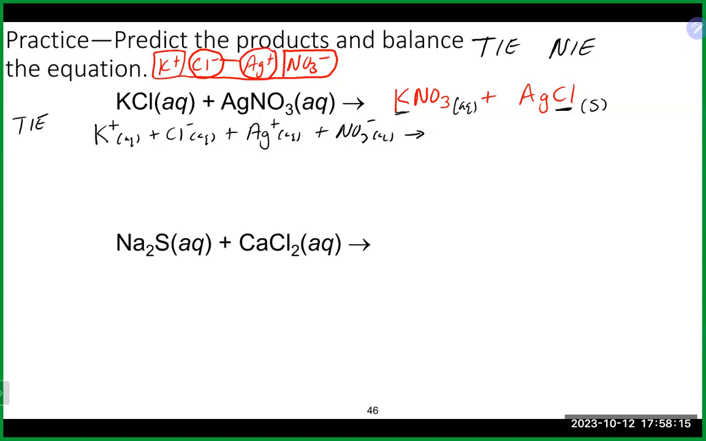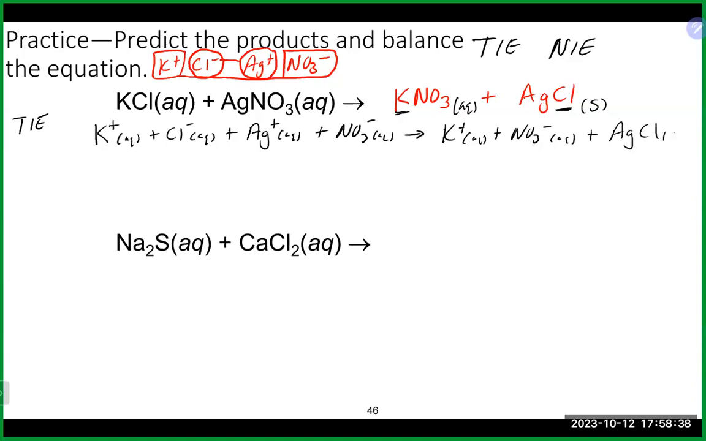Coming to the other side, our potassium nitrate will also be a strong electrolyte, so it will break apart into K plus and NO3 minus. And lastly here, as we talked about earlier, this is our solid. So the only way it can be a solid is if it stays together. Otherwise, it would not be a solid. So we do not break that apart.